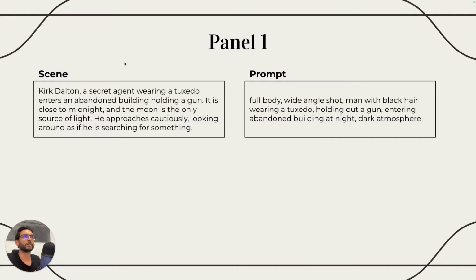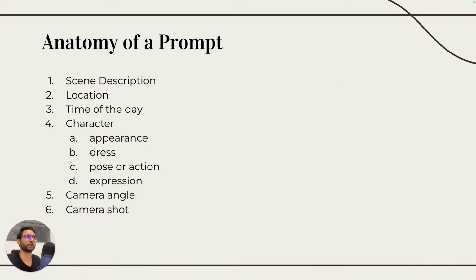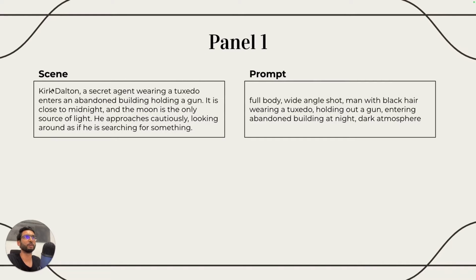All right. So now let's start converting each of our scenes into image prompts. While we do that, we're going to follow this structure. We're going to try and cover all of these elements for each scene. So the first scene is fairly simple. The prompt that I've written is: full body, wide angle shot, a man with black hair wearing a tuxedo, holding out a gun, entering abandoned building at night, dark atmosphere.